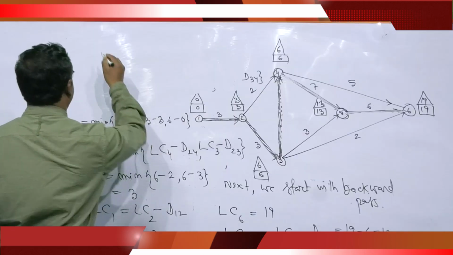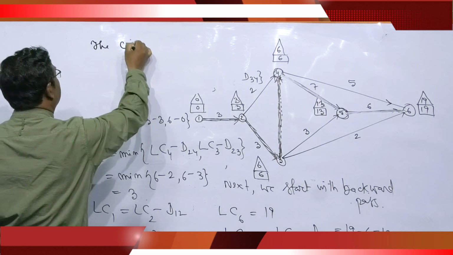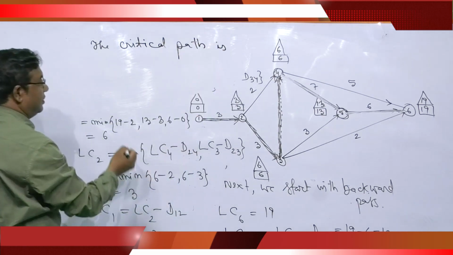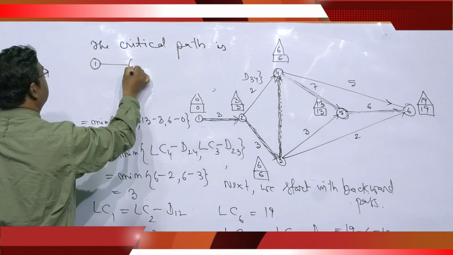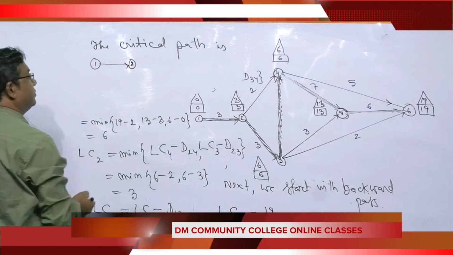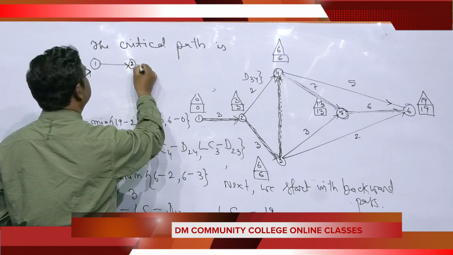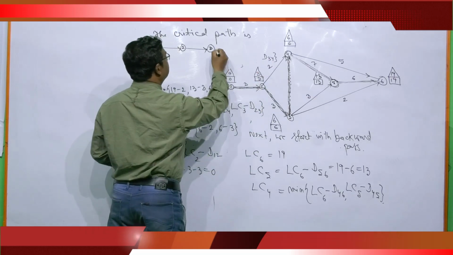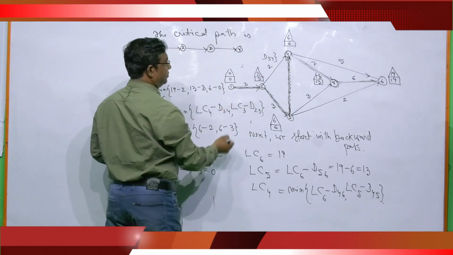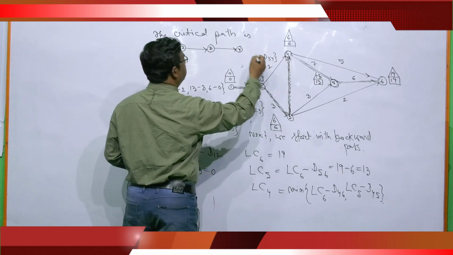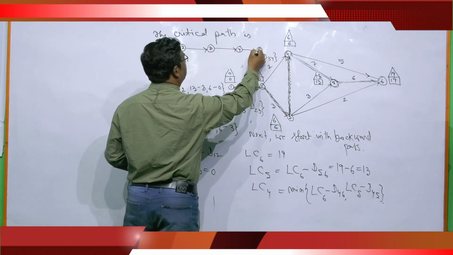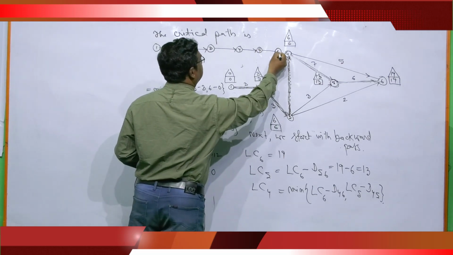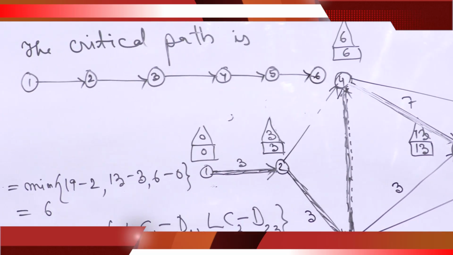So finally, the critical path is node 1 to node 2, next 2 to 3, next 3 to 4, next 4 to 5, then 5 to 6. This is the critical path.